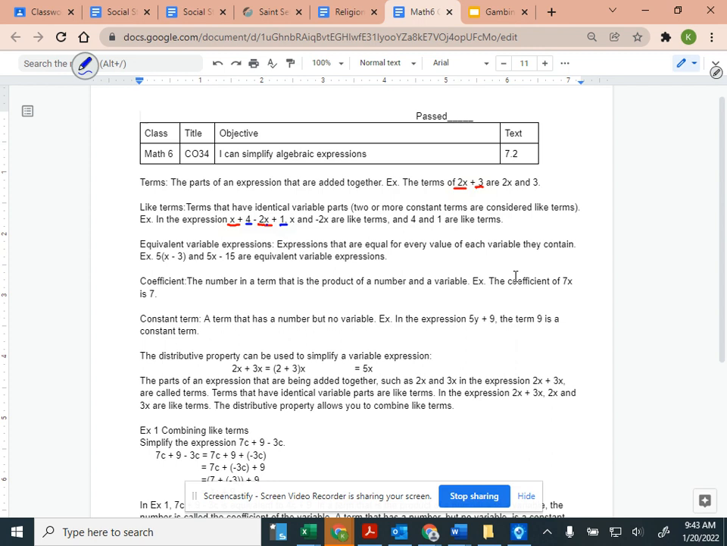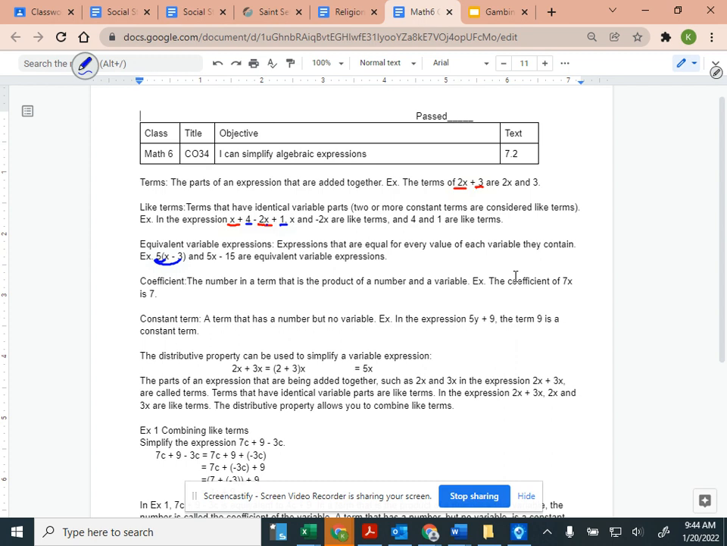An equivalent variable expression are expressions that are equal for every value of each variable they contain. So 5 times x minus 3 is the same as 5x minus 15. They are equivalent variable expressions. So we could say all they were doing was multiplying that 5 through the parentheses.